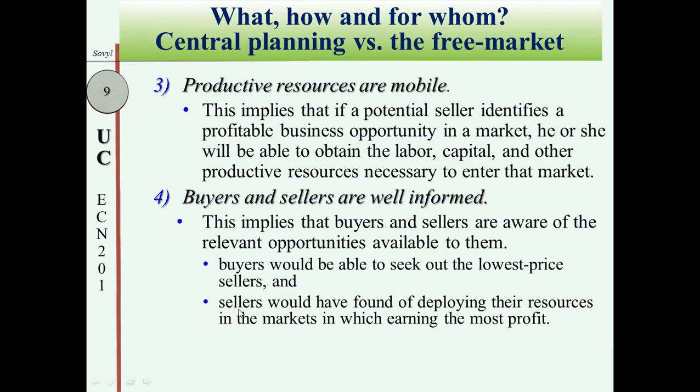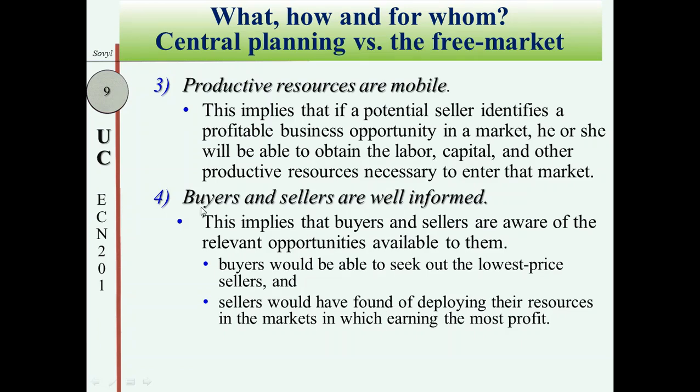Or sellers would have found deploying their resources in the market in which they earn the most profit. Because of market information free flow, the seller can decide what business to run, what goods to produce. That's why they can use their resources in that production or that market, because that market is more popular or maybe more profitable, that's why they will run this.